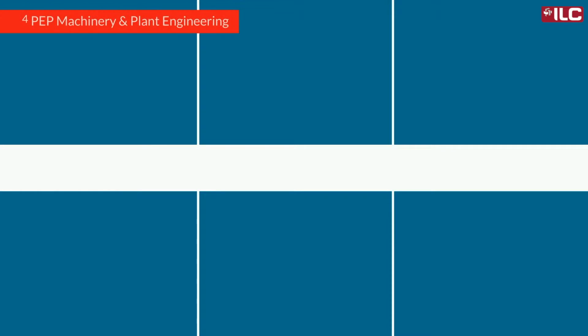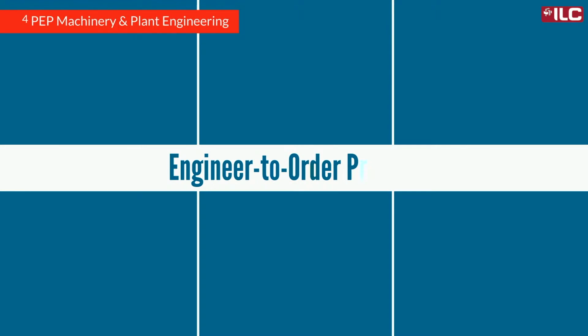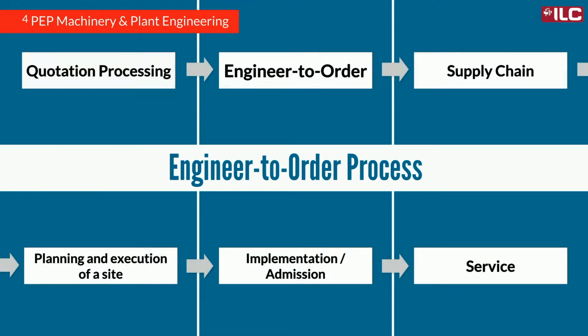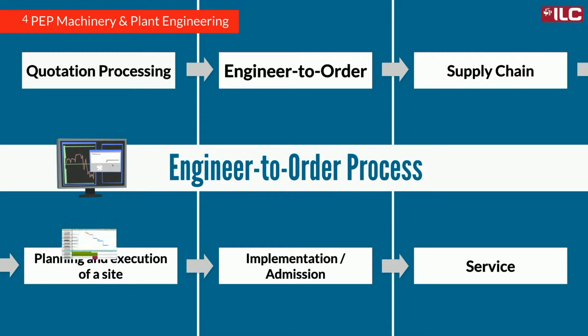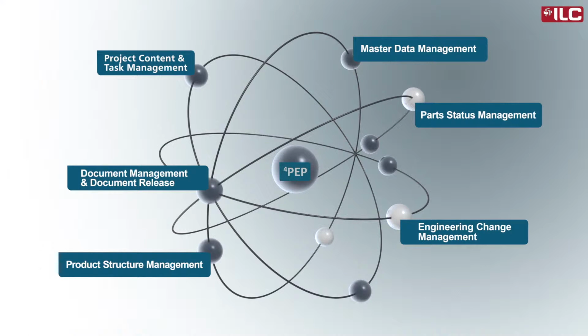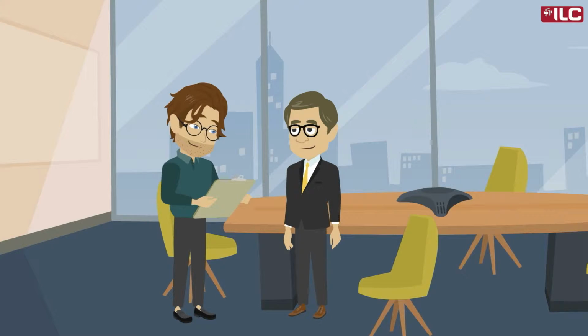The digital transformation of the engineer-to-order process has been a long-cherished dream. A number of complex information and processes have to be included for its digitalization. The dream of the digital transformation finally becomes real with ⁴PEP from ILC and its practice-proven solutions.